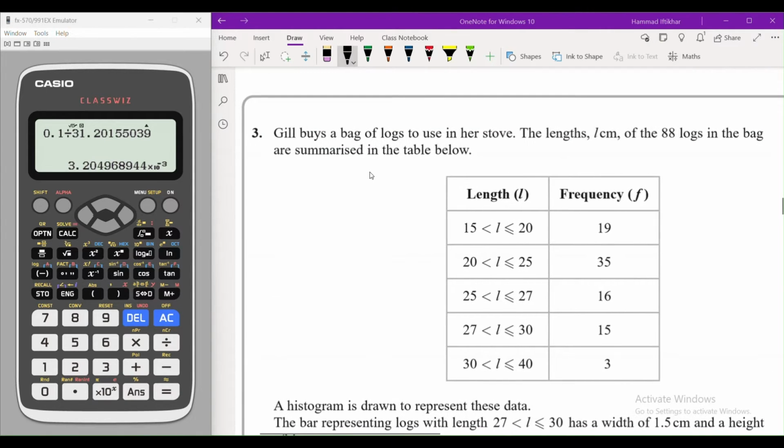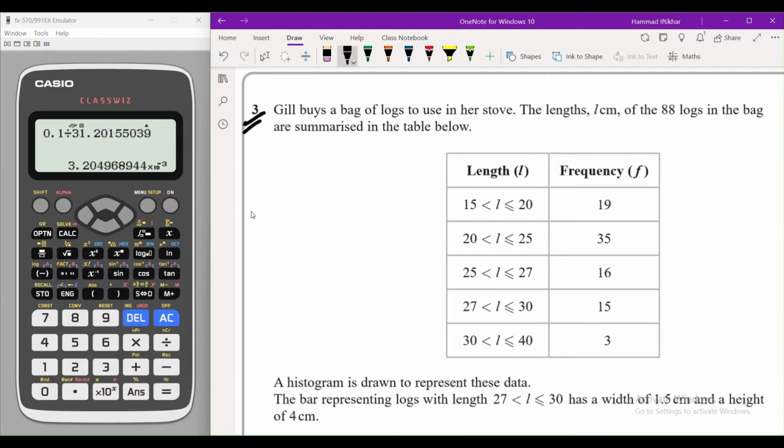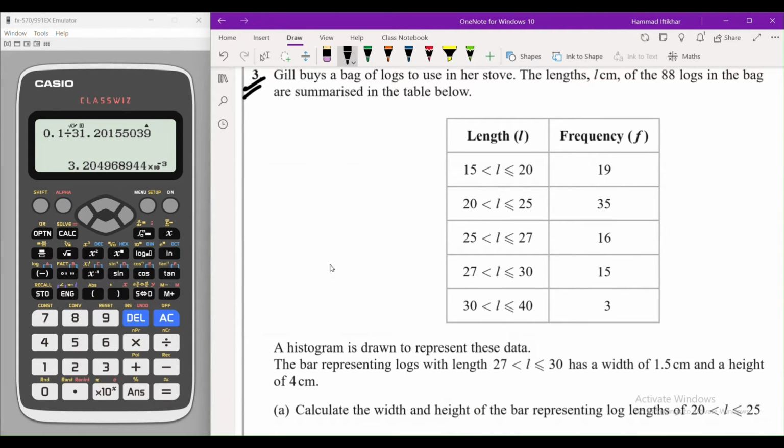Okay, so question number 3. Gil buys a bag of logs to use in her stove. The length L centimeter of the 88 logs in the bag are summarized in the table below. A histogram is drawn to represent these data. The bar representing logs with length 27 to 30 has a width of 1.5 centimeter and a height of 4 centimeter. Calculate the width and height of the bar representing log lengths 20 to 25. Okay, all right.